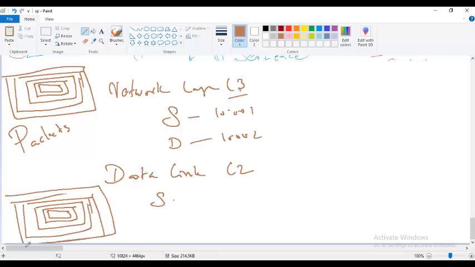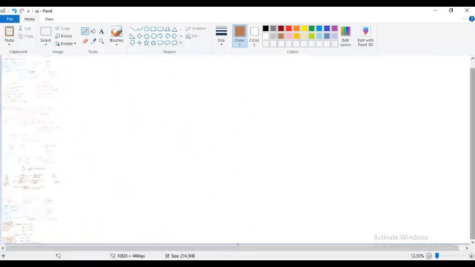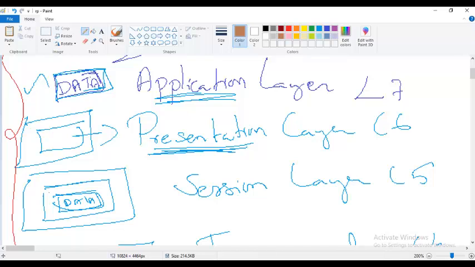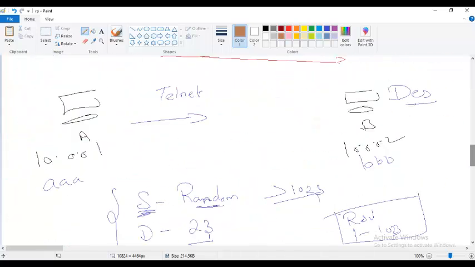What is the source MAC address? AAA. What is the destination MAC address? BBB is added. At last, the data link layer takes the data and converts it into bits and bytes in the physical layer, which is called layer 1. Okay, so what we have seen is that there are layers, and layer after layer, the information is attached.